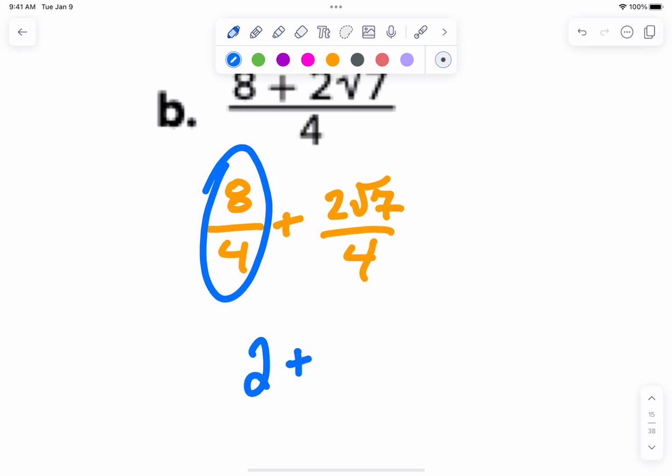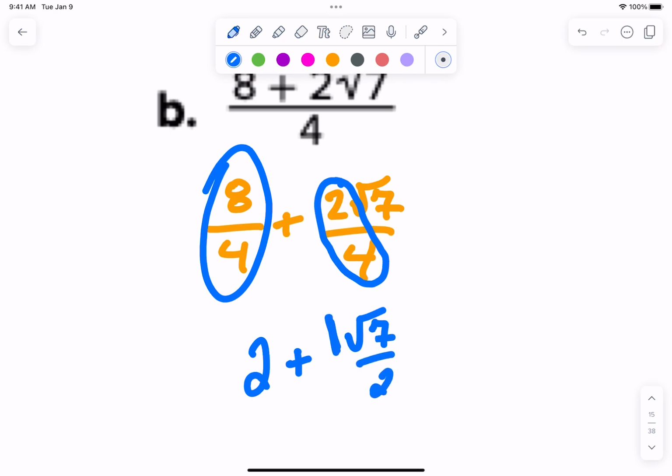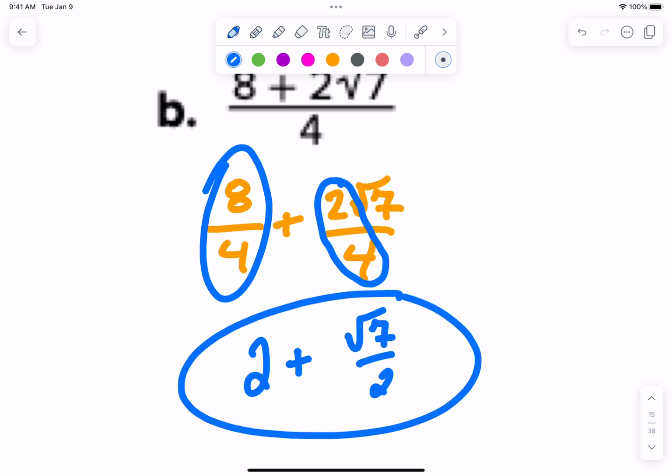Now this 2 and this 4 can reduce to 1/2, okay? So I'm going to write it as the square root of 7 over 2. It's like there's an imaginary 1 out in front there, right? So 1 and 2, but I'm going to leave the 1 off, and that's how it's going to be written. Make sense? Happy with that? And 2 plus the square root of 7 over 4.